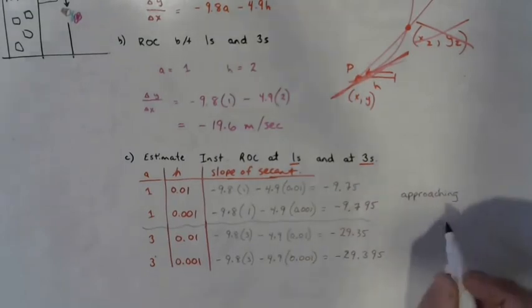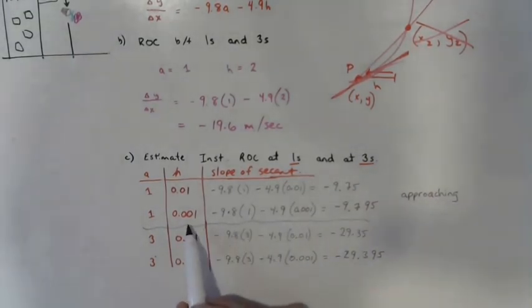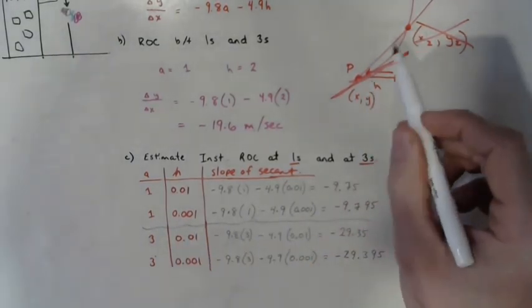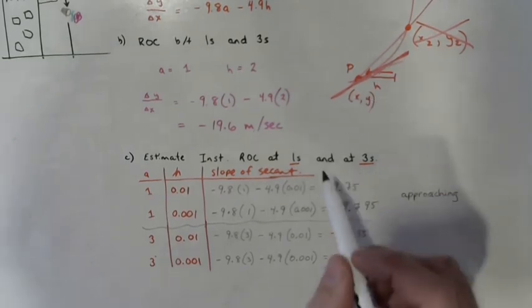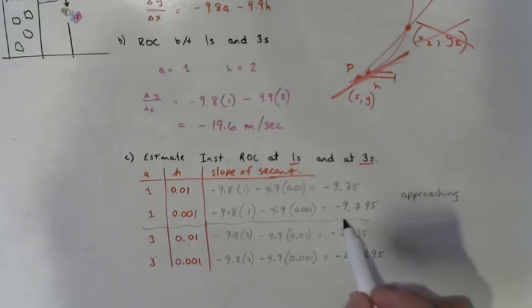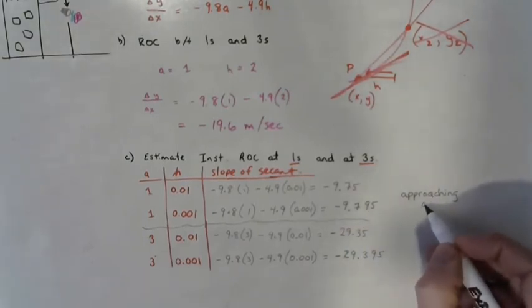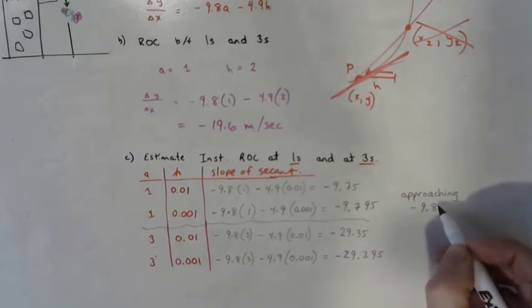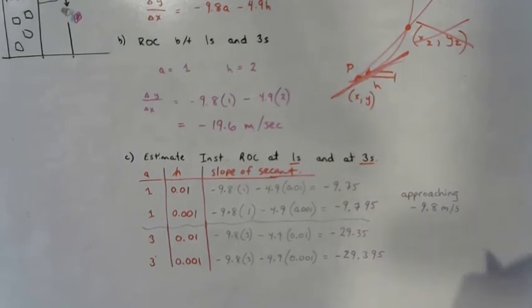because we're bringing our points P and Q closer and closer and closer together. We're shrinking the interval, and we went from 9.75 to 9.79. That's approaching negative 9.8 meters per second.